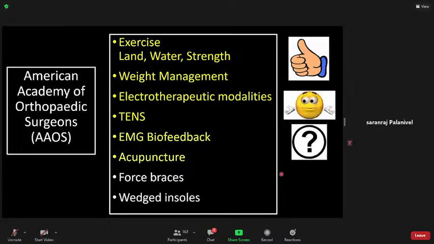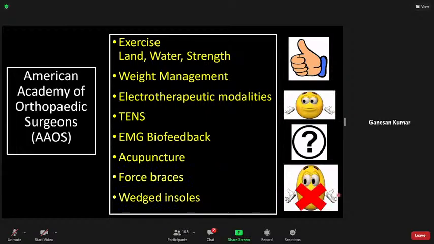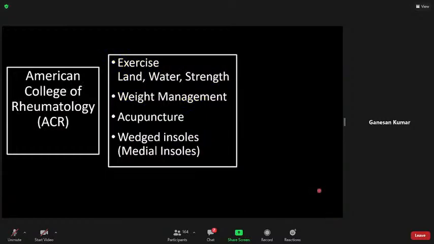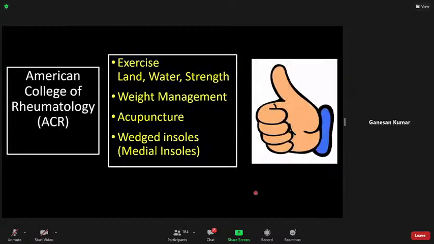So the use of EMG biofeedback and acupuncture is in question in their guidelines, and the braces and wedges, they don't generally say that it is very beneficial. Whereas if you come to the American College of Rheumatology, what they recommend is exercises, weight management, acupuncture, and wedged insoles. They recommend that they can be used.